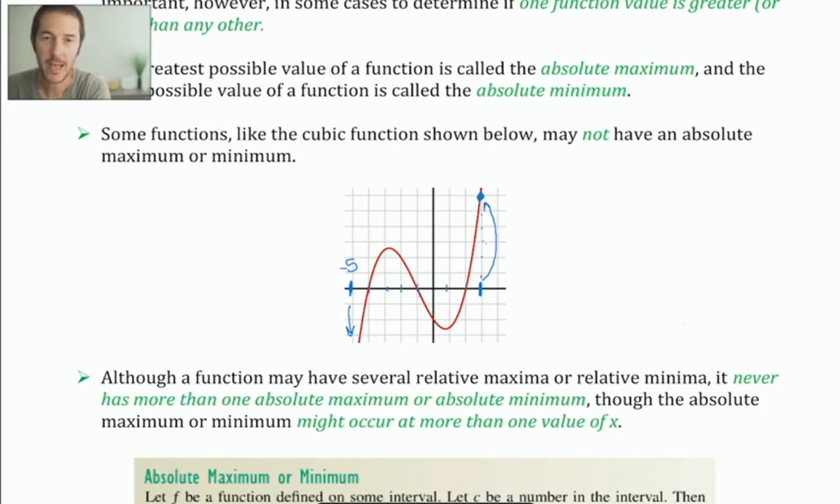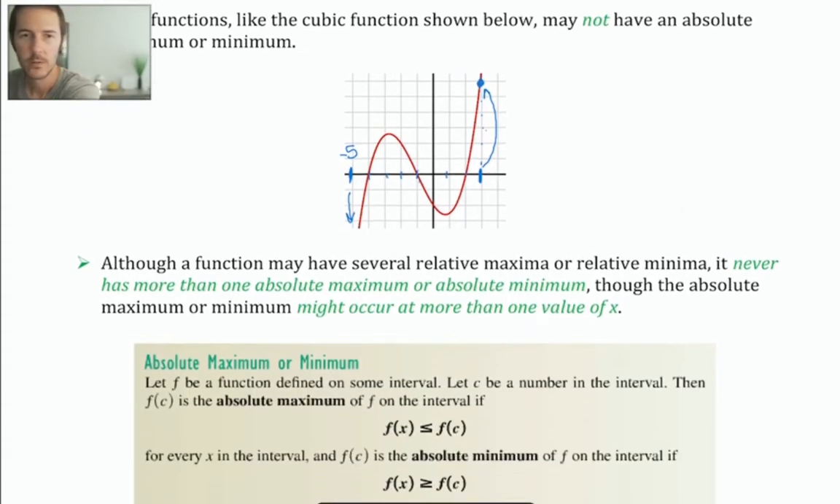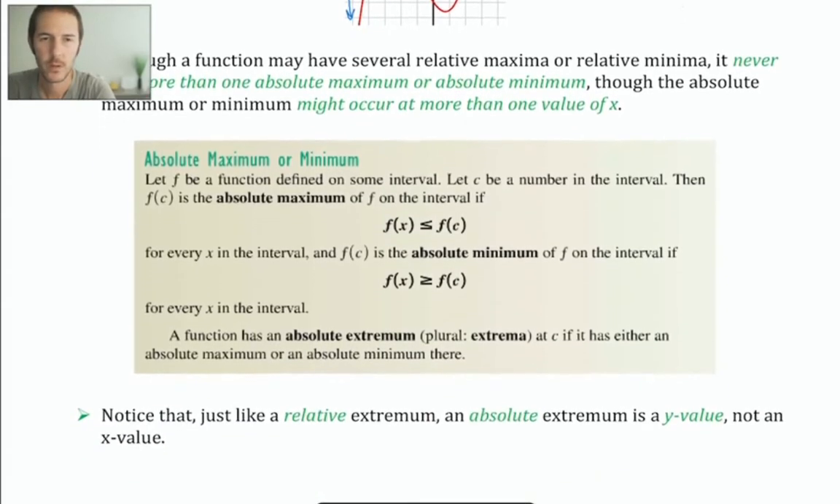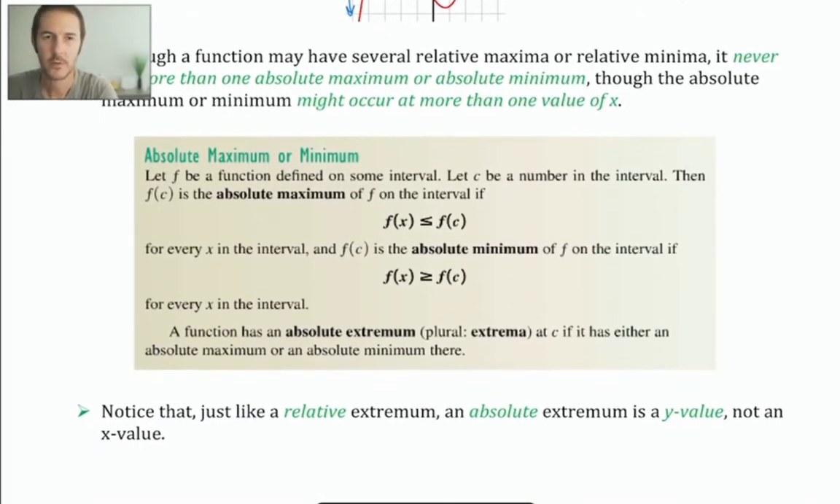But again, if I hadn't gone in and restricted the domain, then this function would have, I suppose you could say, an absolute maximum of +infinity and an absolute minimum of -infinity. In this sand-colored box, we're seeing a more mathematical way to describe that we're talking about an absolute minimum or maximum.